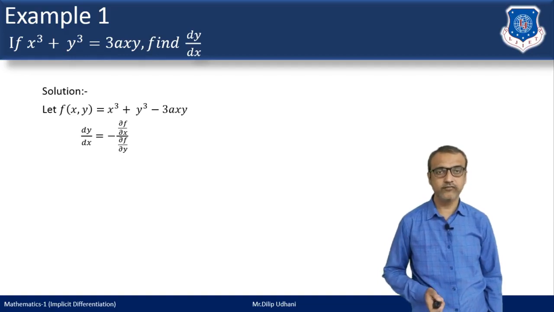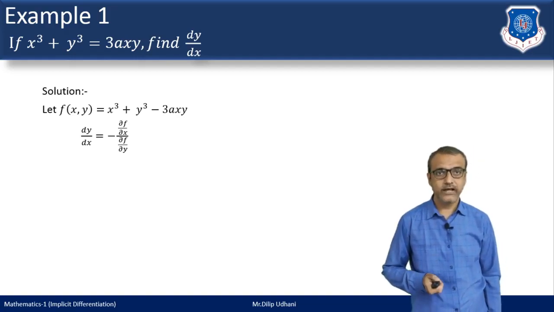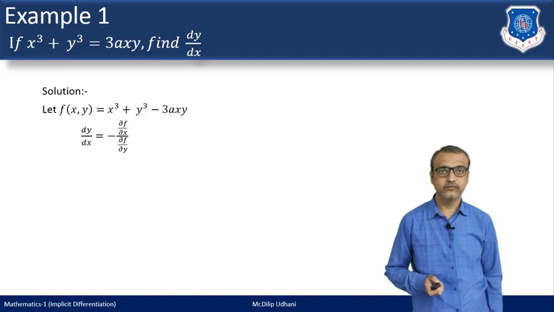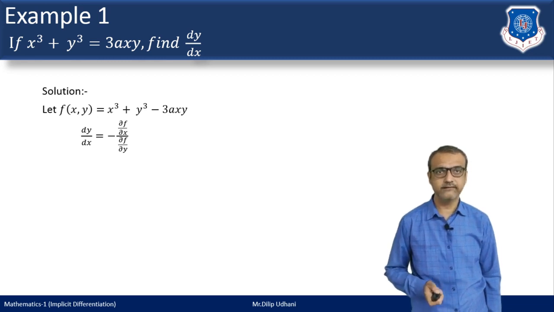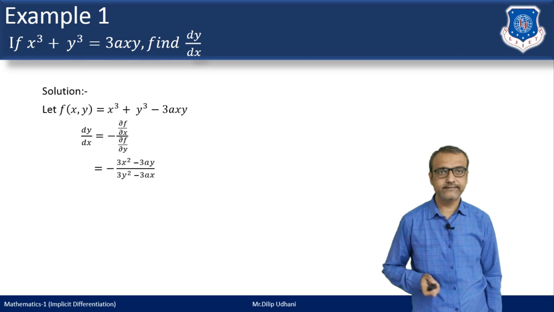First of all, we will find del f by del x, which is nothing but the partial derivative of f(x, y) with respect to x. So derivative of x cube with respect to x is 3x square, according to the formula d by dx of x raised to n equals n into x raised to n minus 1. The next term is y cube, which is constant, so its derivative will be 0. Then the next term is minus 3axy. So minus 3ay will be constant and the derivative of x is 1.